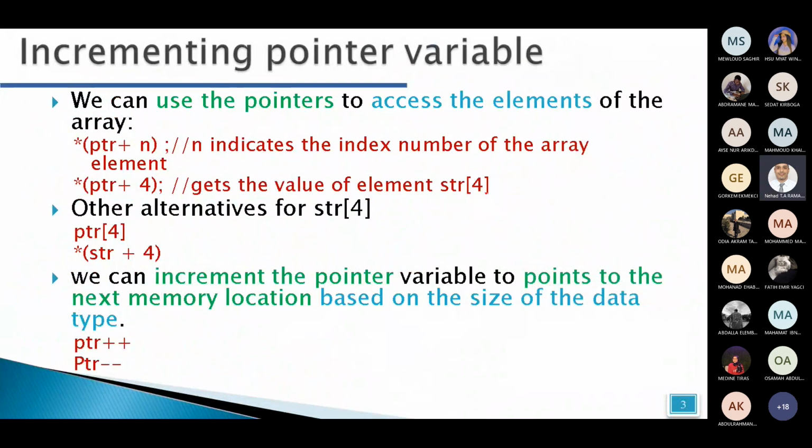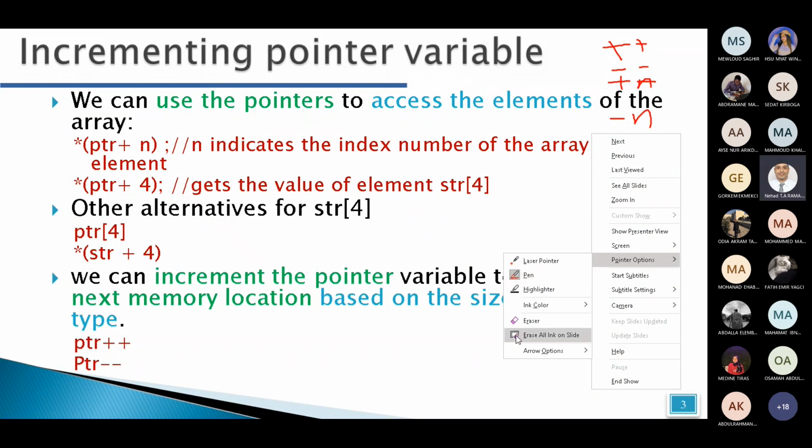Okay, how do we reach elements of the array? We can use the arithmetic operators that we took. When we speak about pointers, we can use ++, we can use --, we can use plus a specific index, maybe +4, plus n, and so on. We can use minus a specific index, minus n, to move the pointer.